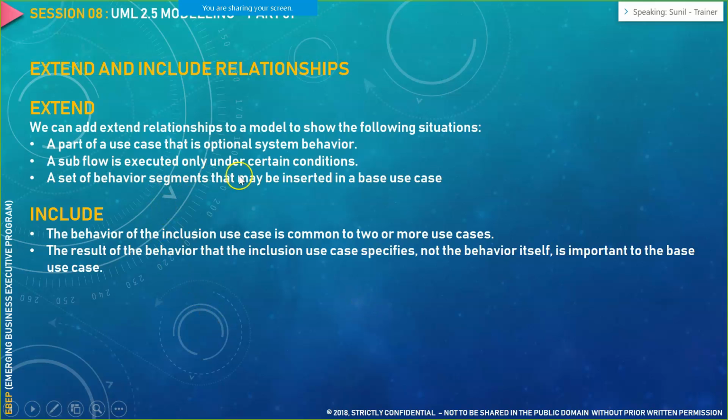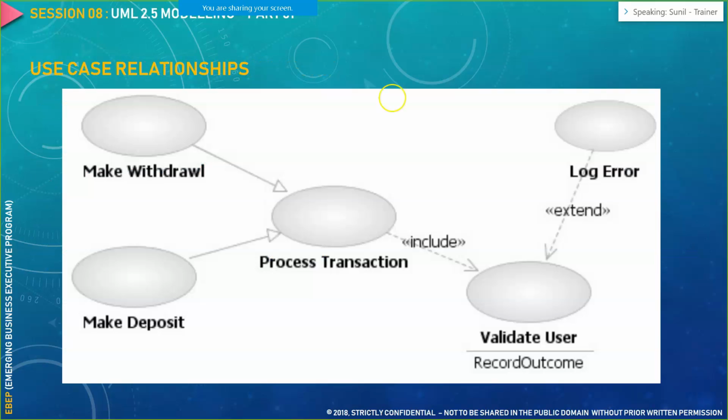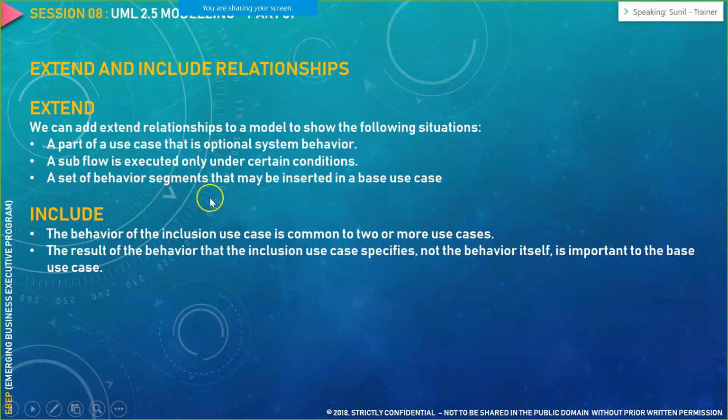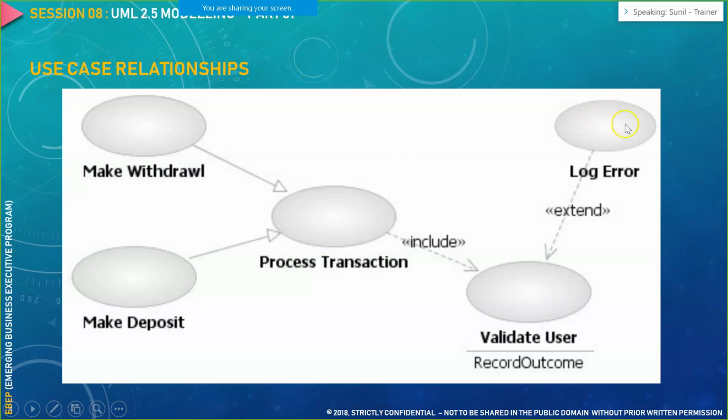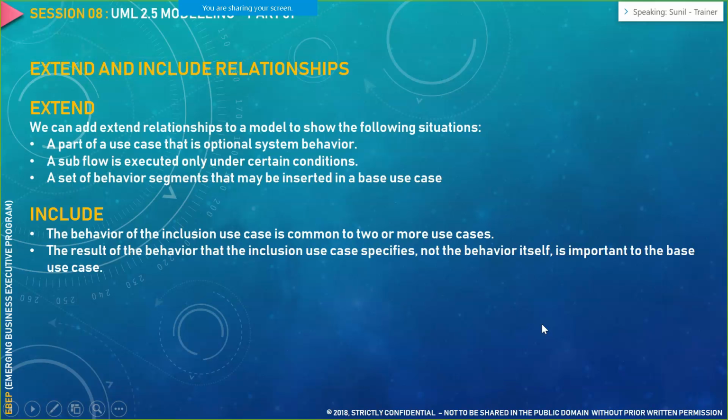Now, it's a subflow that is executed only under a certain condition. Like I said, if a network outage happens, that is a certain condition. It won't happen always, but if it happens, then this use case would get called. And it's a set of behavior segments that may be inserted in the base use case. So this is what you would be including in your base use case of log error, and that would be used by your validate user use case.